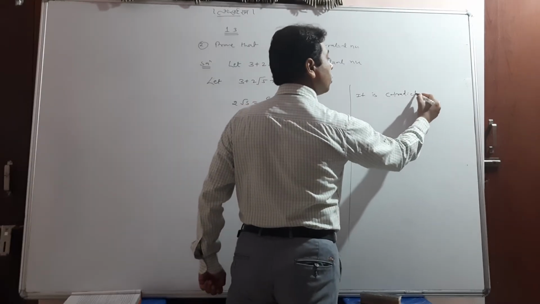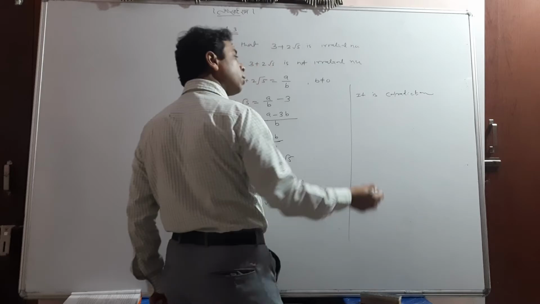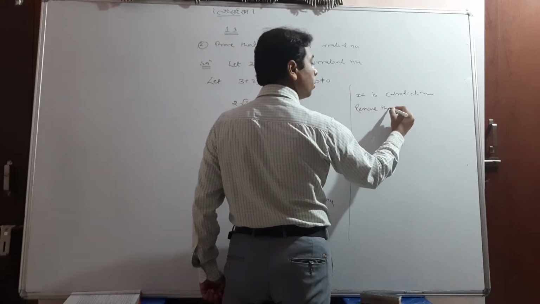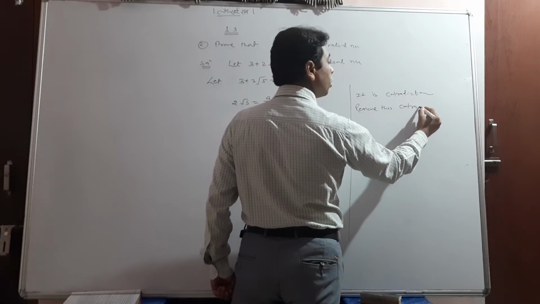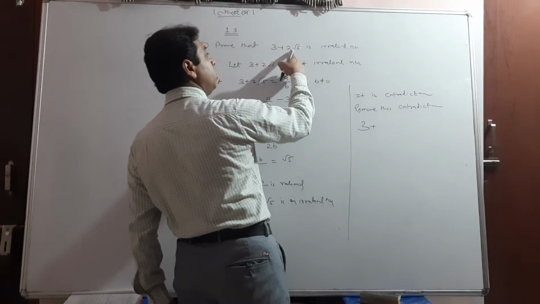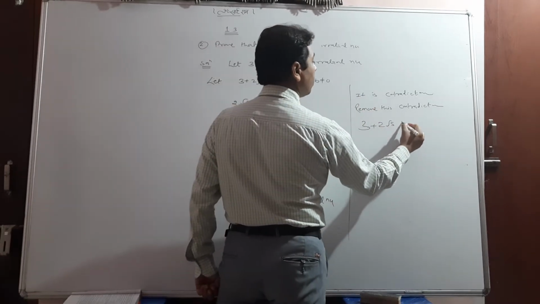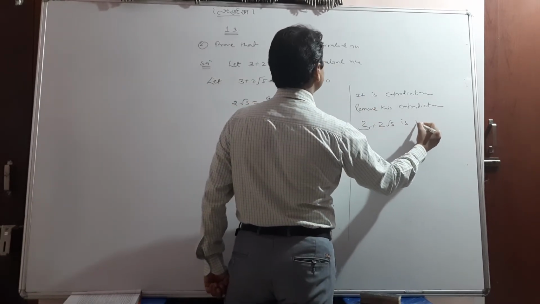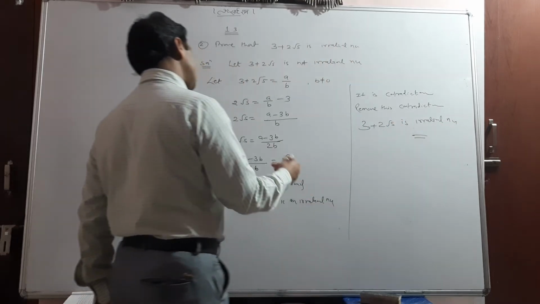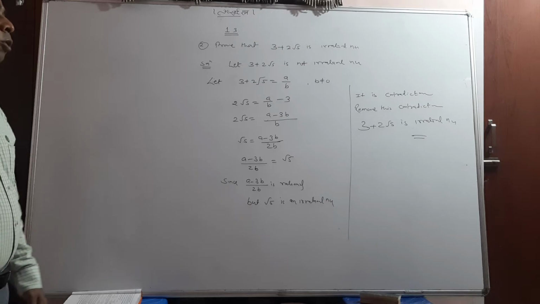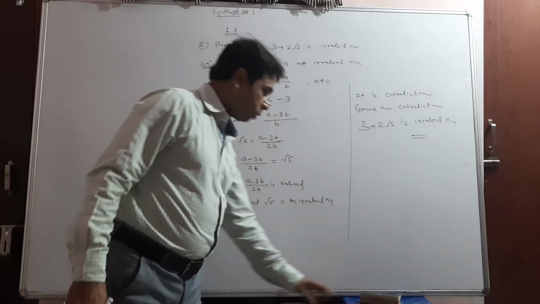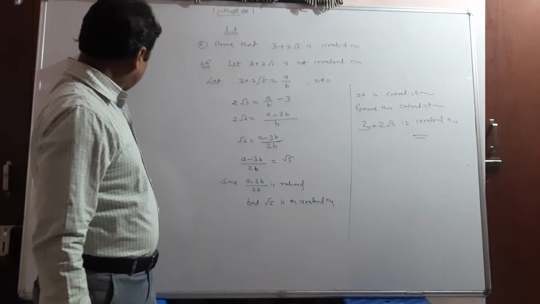and till now you got the language that I am going to use here. Remove the contradiction. One should write that 3 plus 2 root 5, whatever the question, is a rational number. So this is the method. Yesterday also I told almost the same question. This is a very important question as far as the exam is concerned. You should know it. Now you can write from the board.